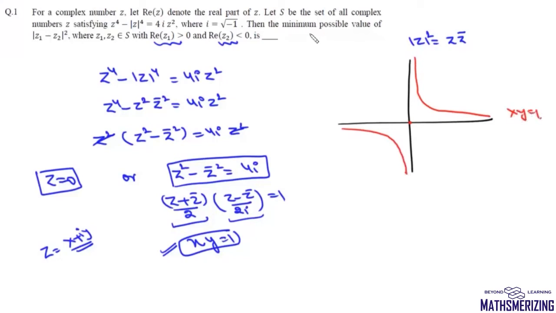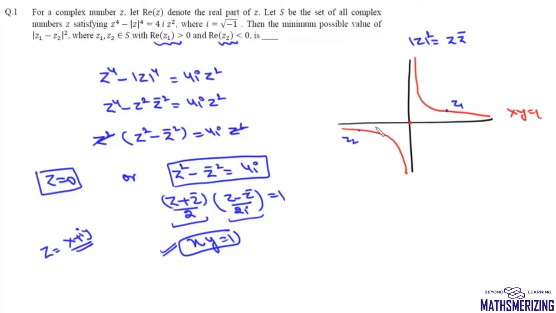Now we need to find the minimum possible value of mod of z1 minus z2 square. Now we already know any modulus is nothing but the distance between 2 points. So we need to find the minimum possible distance between z1 and z2 such that the real part of z1 is greater than 0 and the real part of z2 is less than 0. So it simply means z1 will lie on this branch of the hyperbola, and z2 will lie on the other branch of the hyperbola.